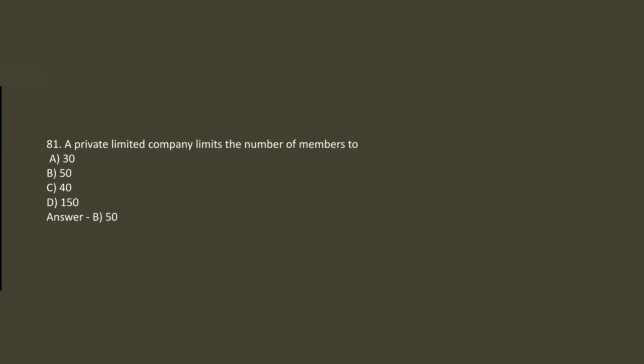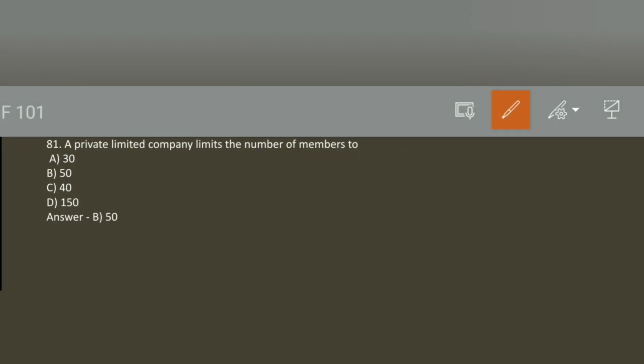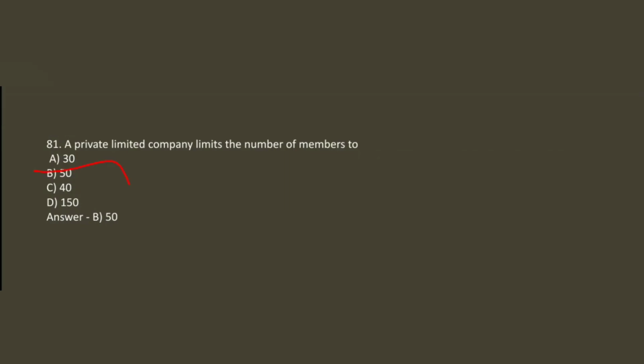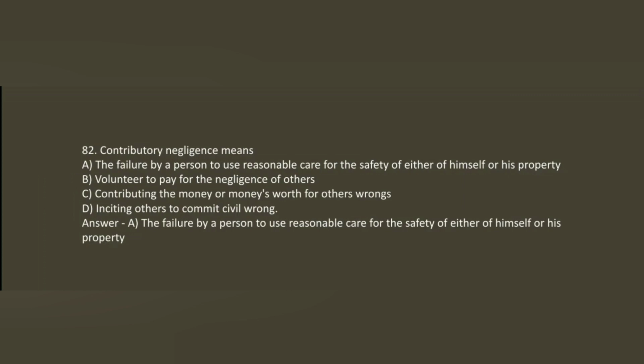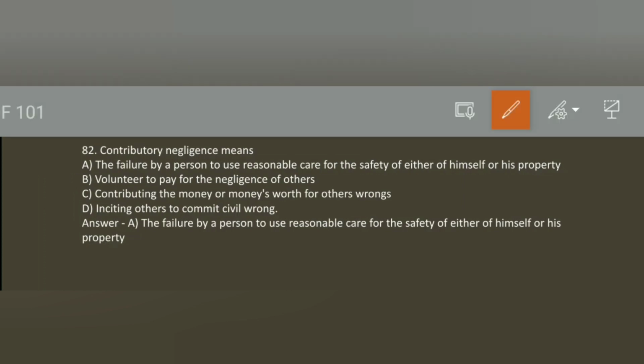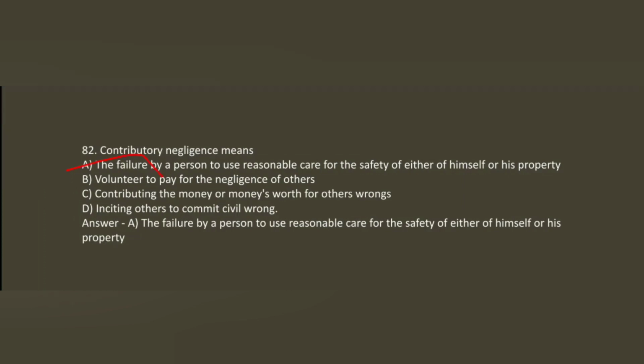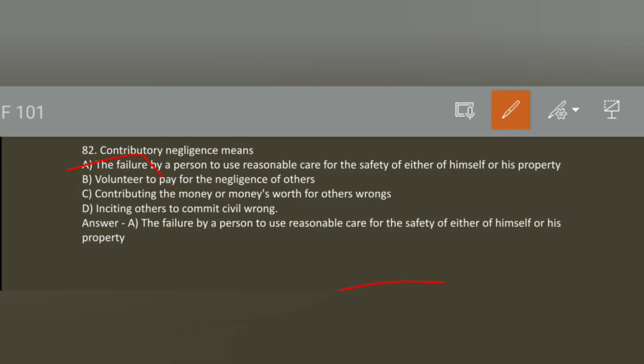Question number 81. A private limited company limits the number of members to? Correct answer option B, 50. Next question 82. Contributory negligence means? Correct answer option A, the failure by a person to use reasonable care for the safety of either himself or his property.